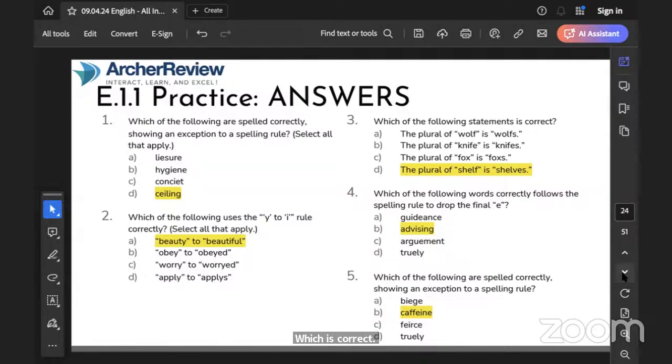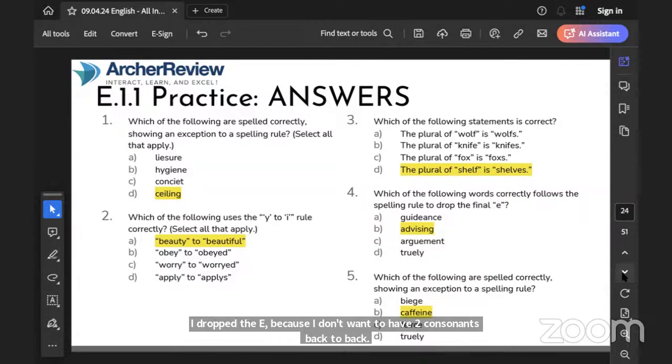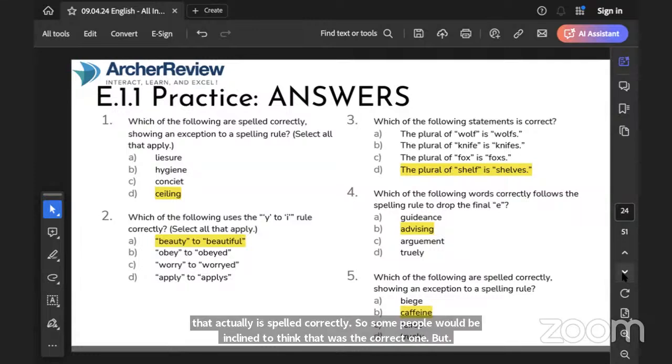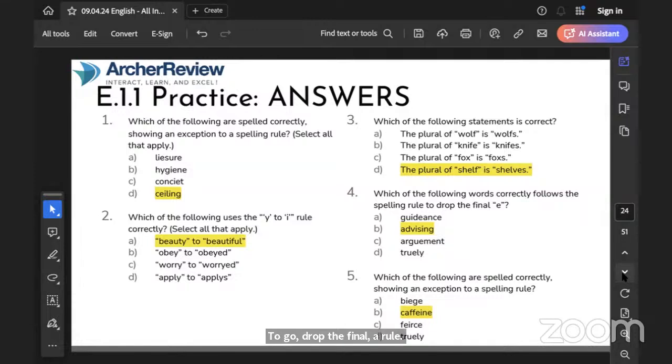Number 4, which of the following words correctly follows the spelling rule to drop the final E? So guidance, I should have dropped the E because I don't want to have those two vowels side by side. Advising, I dropped the E and just put my suffix with ing at the end. Argument, that actually is spelled correctly. So some people would be inclined to think that was the correct one, but it's an exception to the drop the final E rule. It doesn't follow the drop the final E rule. So that's the tricky part of that one.